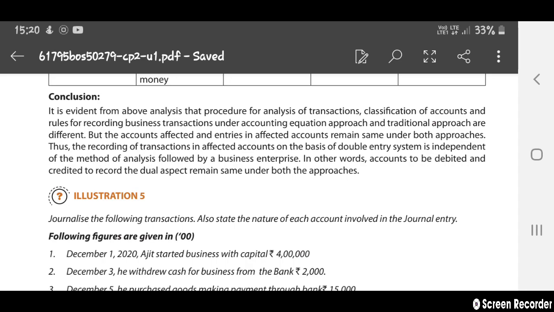Thus the recording of a transaction in the affected accounts on the basis of the double entry system is independent of the method of analysis followed by a business enterprise. In other words, which account is to be debited and credited should be recorded. The dual aspects we should record, why we are debiting and why we are crediting, remain the same under any approach.